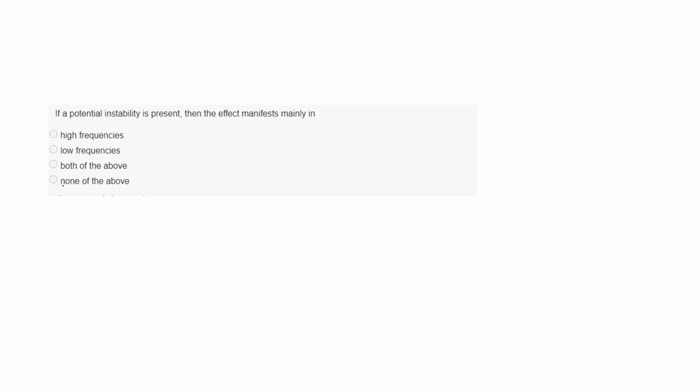Right. If potential instability is present, then the effect may manifest mainly in high frequency, low frequency, both, or none of the above.